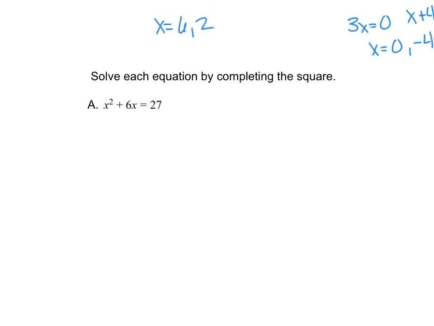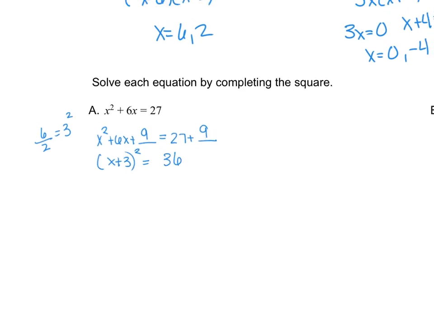Solve by completing the square. X squared plus 6x plus blank equals 27 plus blank. Take the 6 divided by 2, square it. I get 9. So this is (x plus 3) squared equals 36. Square root both sides. X plus 3 equals 6, x plus 3 equals -6. We subtract the 3. X equals 3, x equals -9.